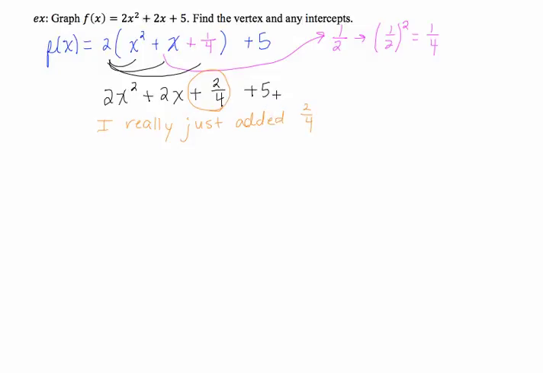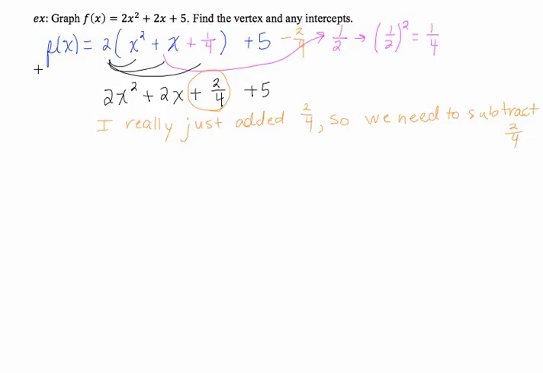So in order to balance out this equation, we need to subtract 2/4, or just 1/2. So over here, I'm going to put a minus 2/4. Be very careful about that. Anytime you factor out a coefficient, what you really have to subtract over here or add in order to balance it out is that coefficient times whatever you add in.